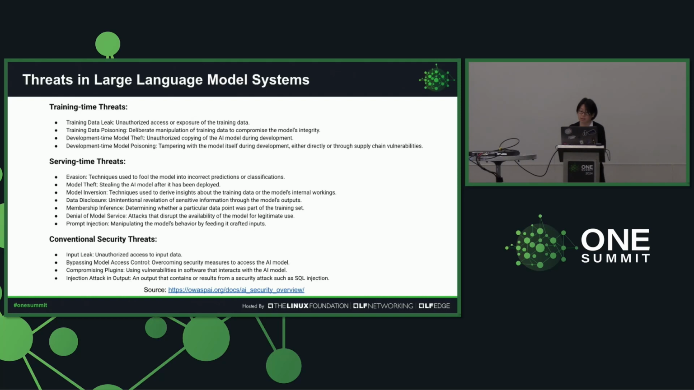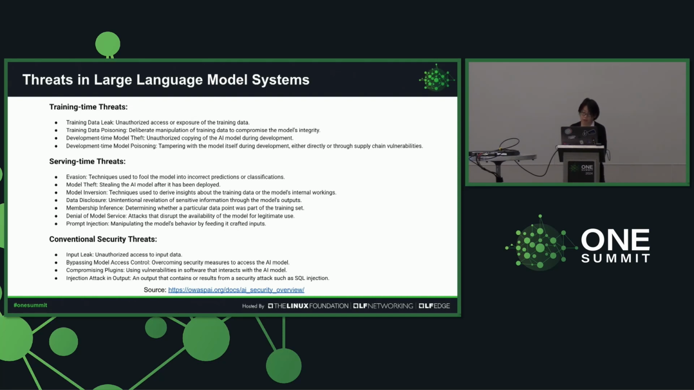And also, we have development time model poisoning, which means the cloud service provider might tamper with the model itself during its development. Or the end customers might send out some prompts which will steal the model from the very end API. For the serving time threats, we have evasion, where end customers fool the model into incorrect predictions or classification. And also we have model theft, as we just talked about before.